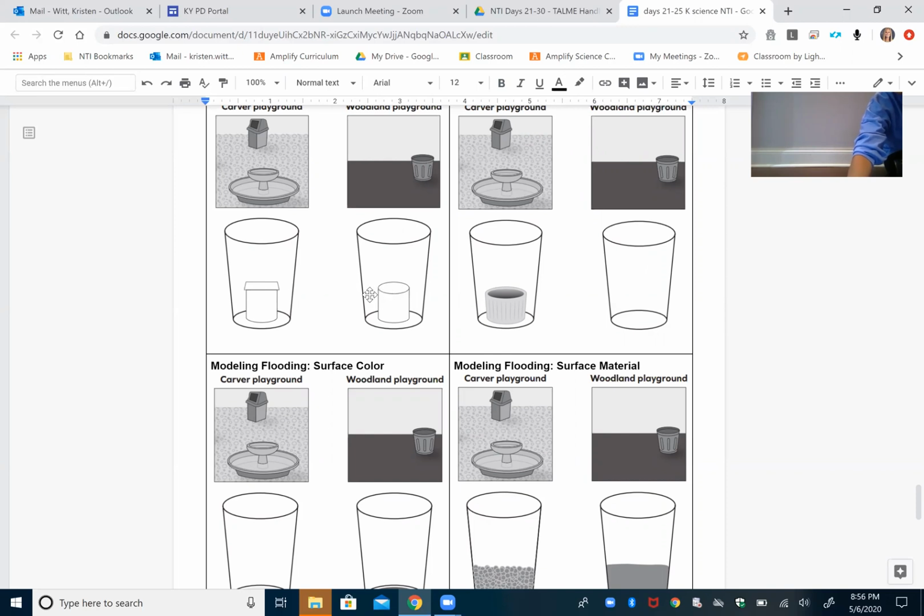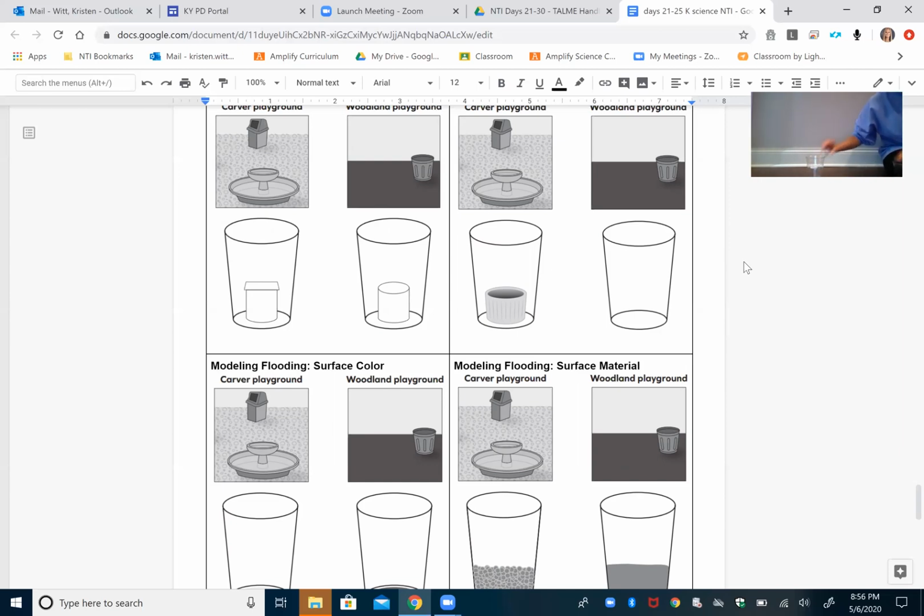Now, when I fill up these cups, I'm gonna make sure I have the same amount of water. So I've got my measuring tool here, and I've got my rain cup. I'm gonna make sure I give the same amount of water, and you are gonna draw a line wherever the cup ends with water. So that's your job today. Okay, here we go on our experiment.